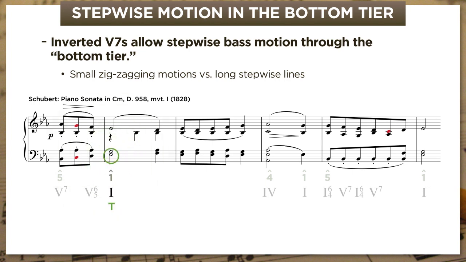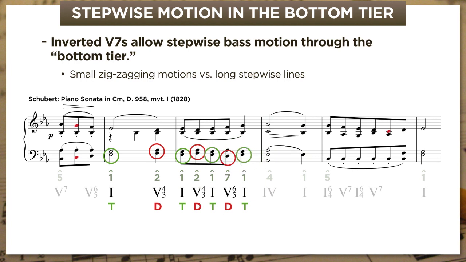We start on scale degree 1. There are 2 motions away and back again to 5-4-3, and then we dip down to 5-6-5 and back to tonic. Have a listen.